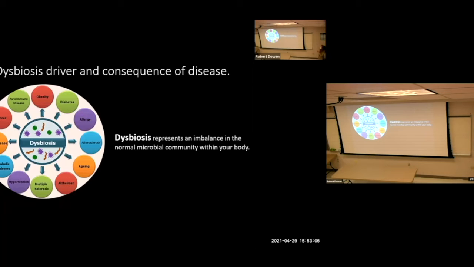So one major thing that can happen is dysbiosis, which is both a driver and a consequence of metabolic disease. And dysbiosis represents an imbalance of the normal microbial community within your body. And this is associated with all sorts of different metabolic disorders, from liver disease and cancer, diabetes, obesity, Alzheimer's, etc.